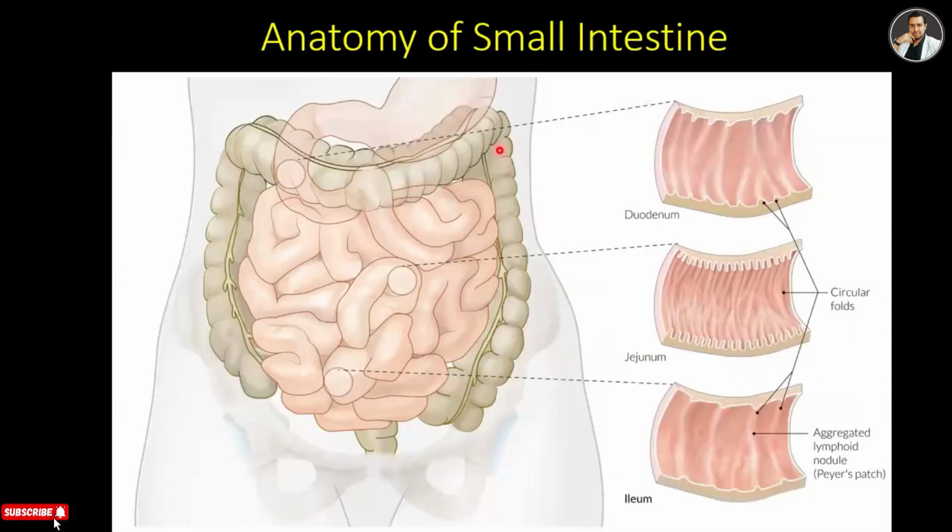So if we look inside the small intestine, we can see there are circular folds inside the intestinal wall, but there are three different types of folds. You can see that this is the inside duodenal wall, and this is the inside jejunal wall. And in the jejunum wall, you can see there are rudimentary structures, and they are called the intestinal villi. And also inside the ileum, there is aggregated lymphoid nodule, and that's called the Peyer's patch.